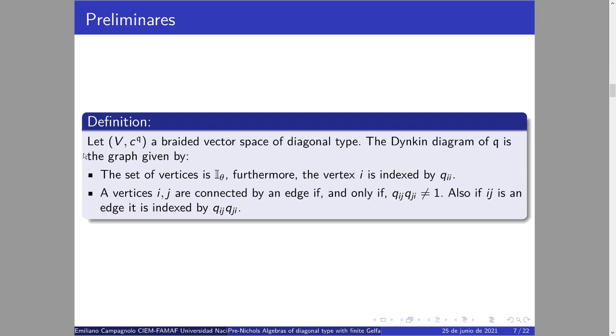Okay? Let B be a braided vector space of diagonal type. The Dynkin diagram of Q is the graph whose set of vertices is the first theta numbers. Furthermore, the vertex i is indexed by q_ii. Vertices i, j are connected by an edge if and only if q_ij q_ji is not equal to 1. Also, if e_j is an edge, it is indexed by q_ij q_ji.